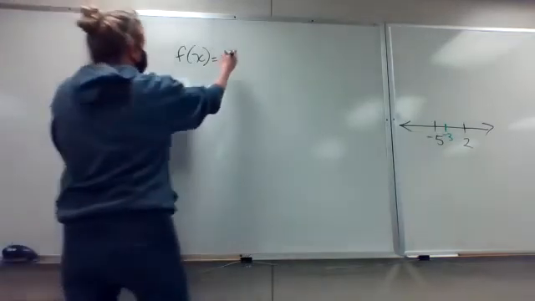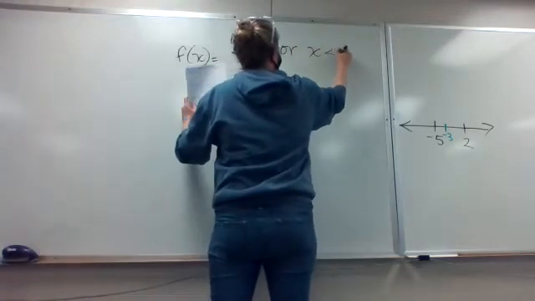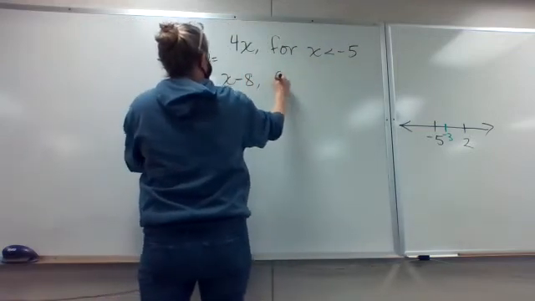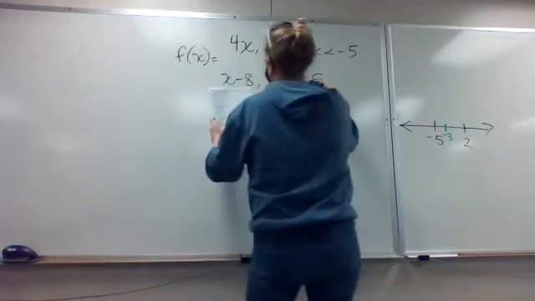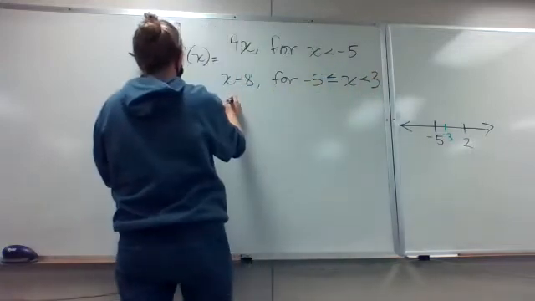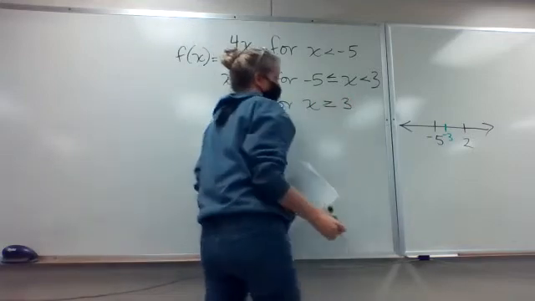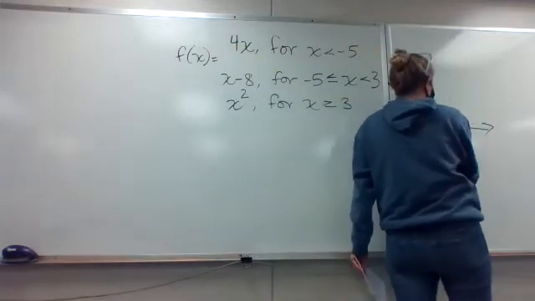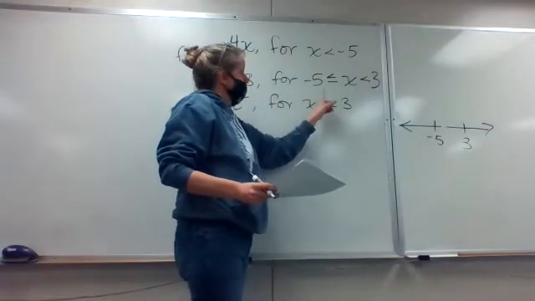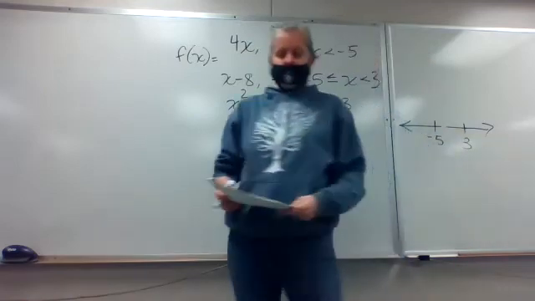F of x equals 4x for when x is less than -5, x minus 8 for -5 is less than or equal to x, which is less than 3. So in between -5 and 3, and it's x squared for when x is greater than or equal to 3. So this time my numbers that separate the 3 pieces are -5 and 3: you're either below -5, or you're between -5 and 3, or you're above 3. Those are the 3 pieces.